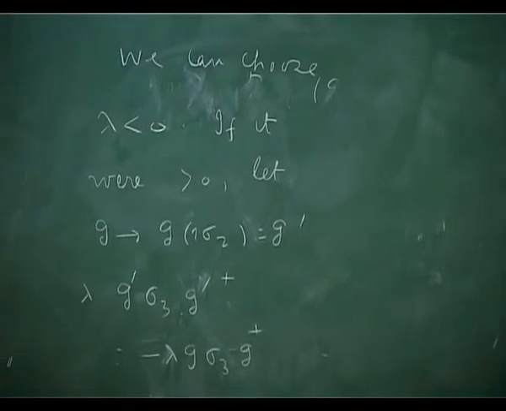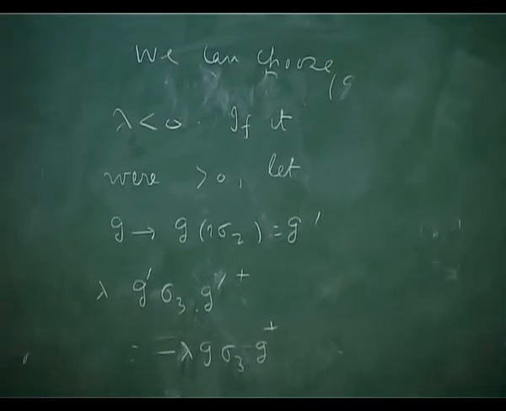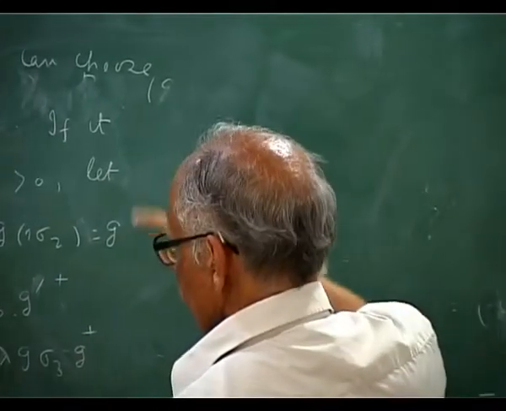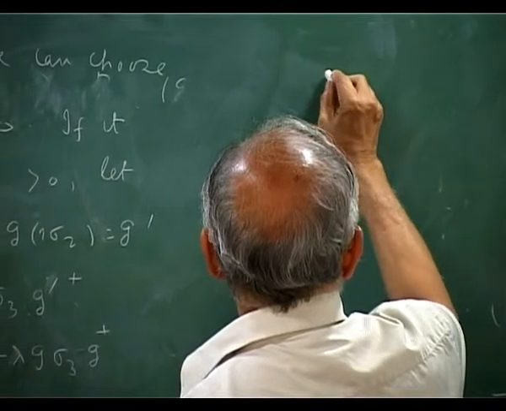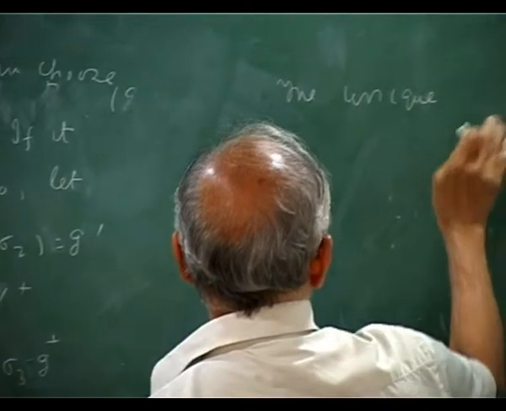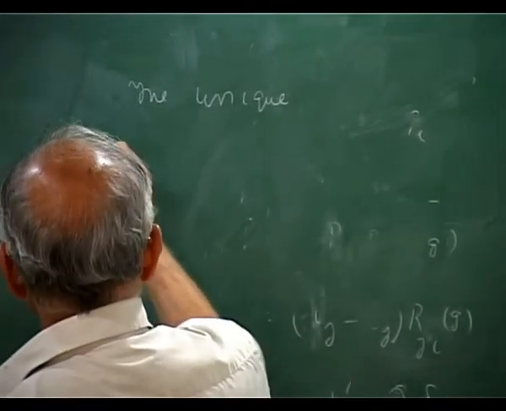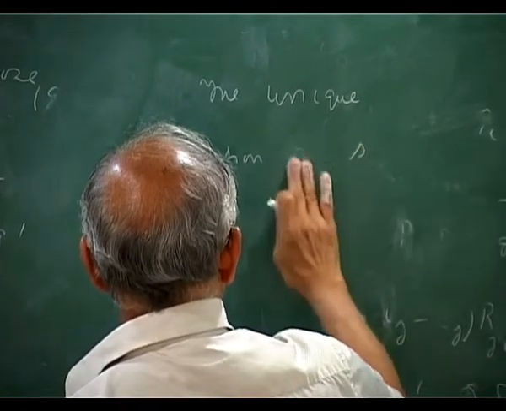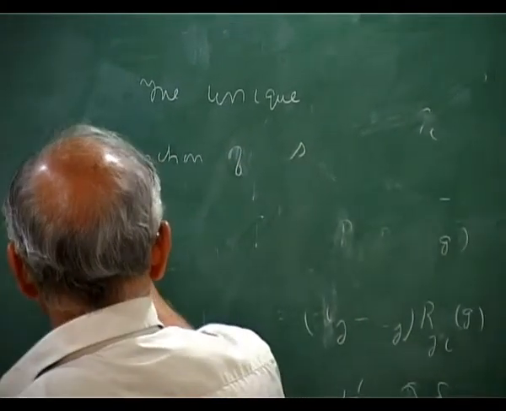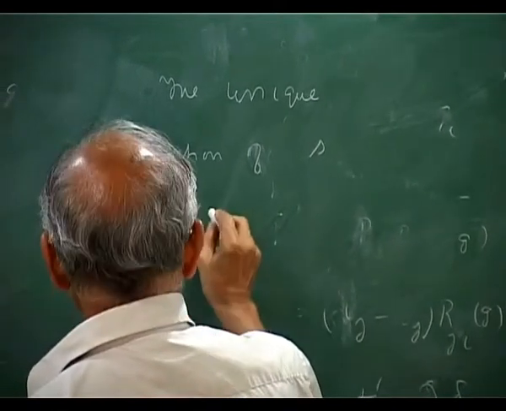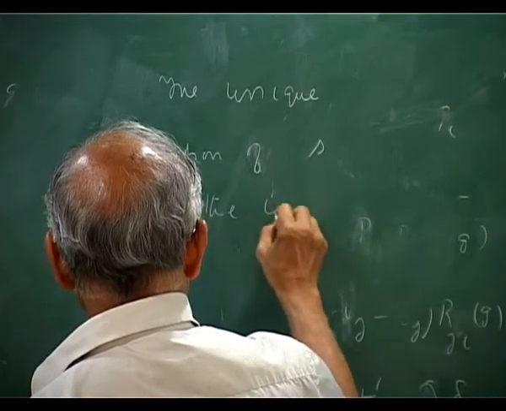Okay. So now I want to quantize. These are operators. So the best thing is the unique function of S where these operators vanish, the constraints vanish. You can see why.